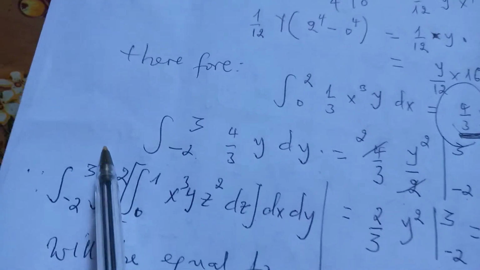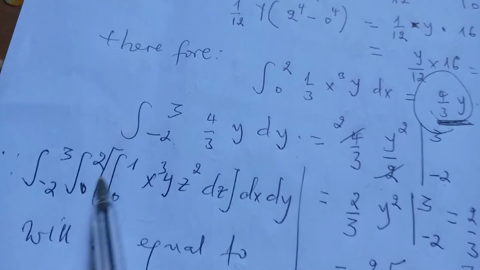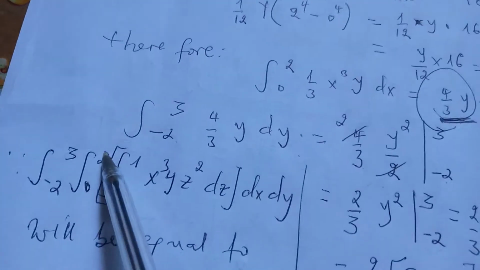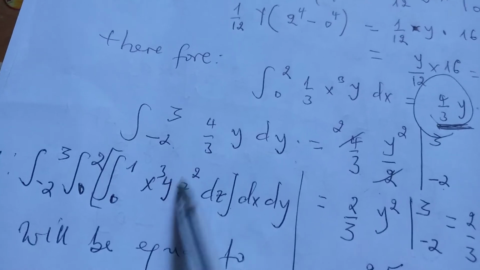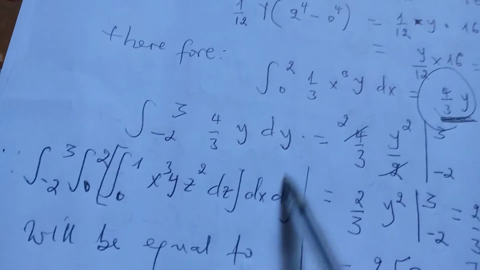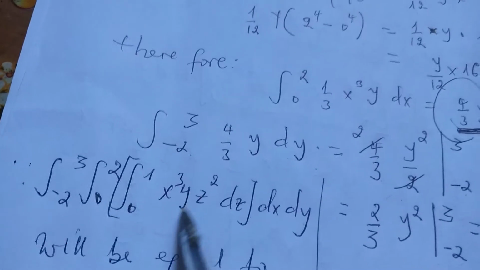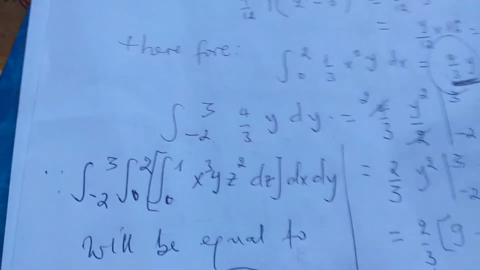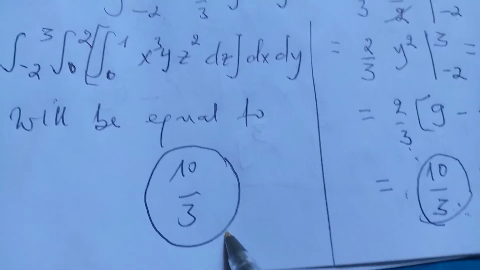Therefore, we know that the integral from -2 to 3, integral from 0 to 2, and integral from 0 to 1, x power 3 y z squared dz dx and dy. So here, this is our question that you have. We find that the final solution will be equal to 10 over 3.